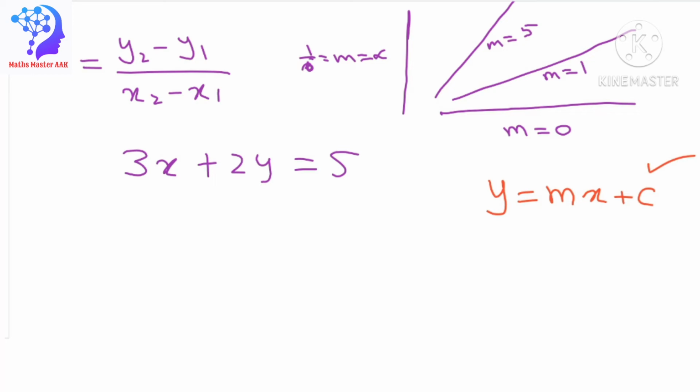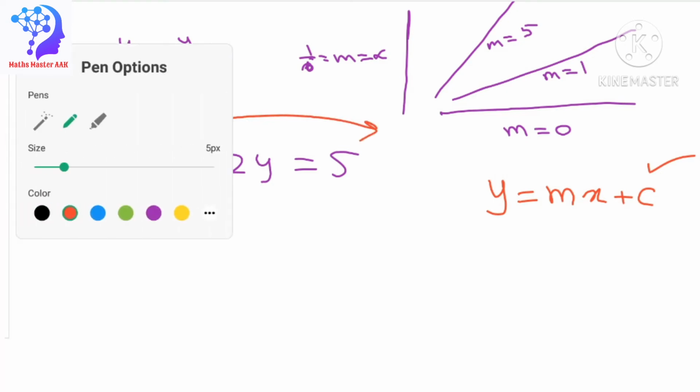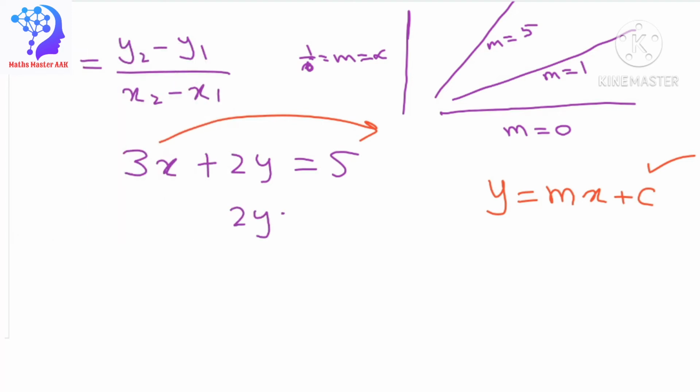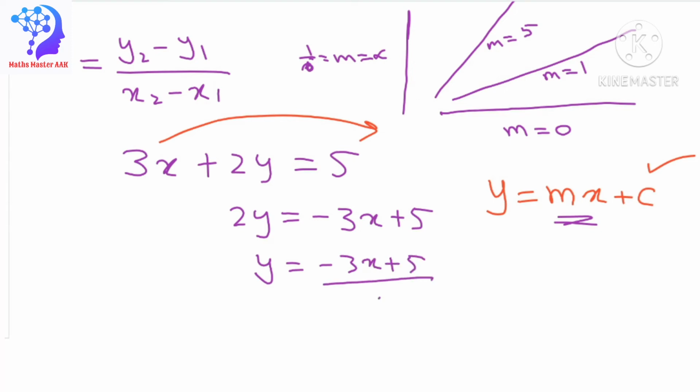So let's shift the values. We will shift 3x over there. When you shift 3x over there, it will become 2y is equal to minus 3x plus 5. We will keep 3x first because we have to make the x value earlier, and 2 is multiplying, so we will divide this 2 on both sides. y is equal to minus 3x plus 5 divided by 2, and we break this 2 for both values because we want these two values separately. Minus 3 over 2 x plus 5 over 2.